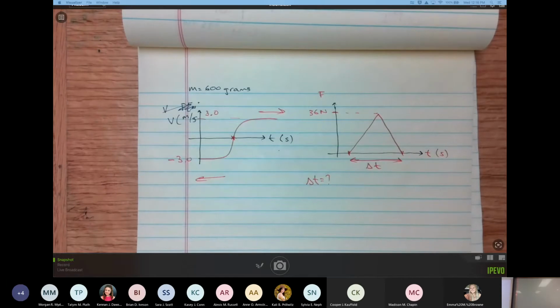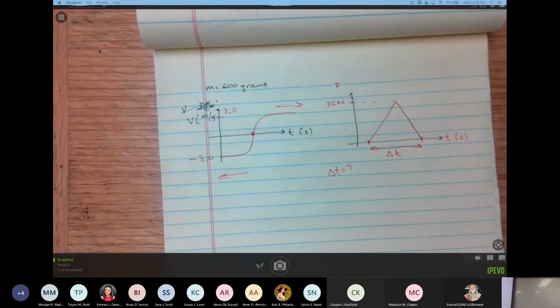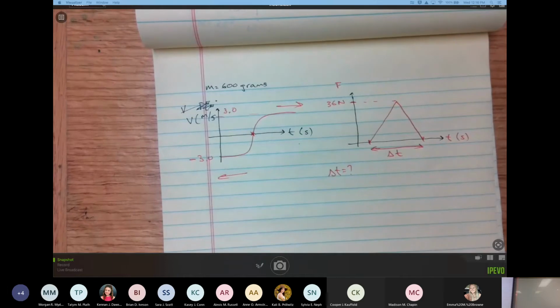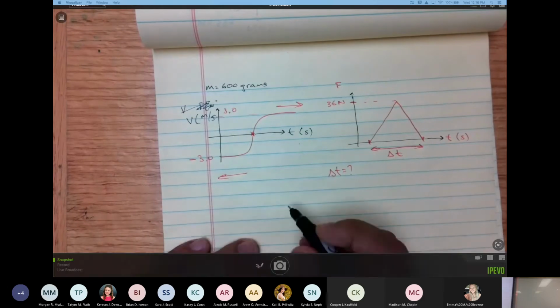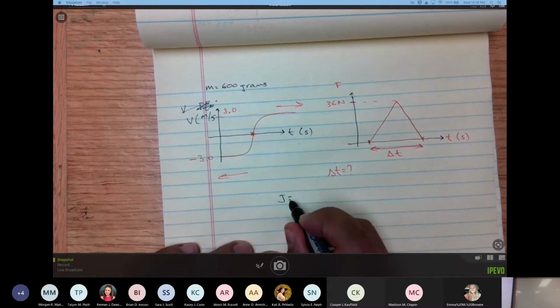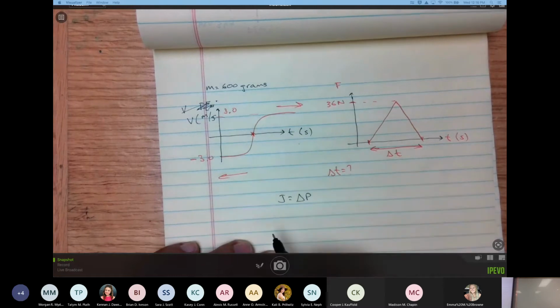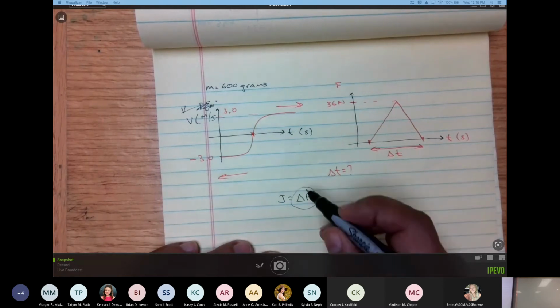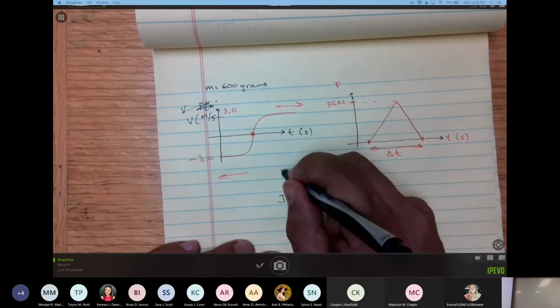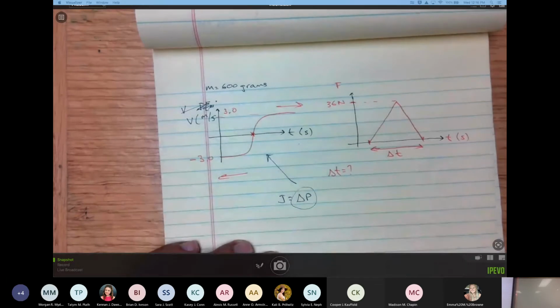So when we look at the impulse momentum equation, remember that we have two parts. We have the impulse on one side and we have momentum on the other one. This part of the equation, you get it from that graph. This part of the equation, you can get it from that graph.